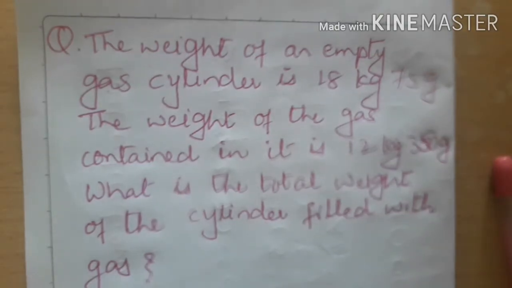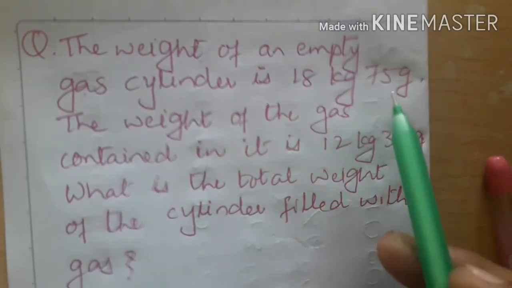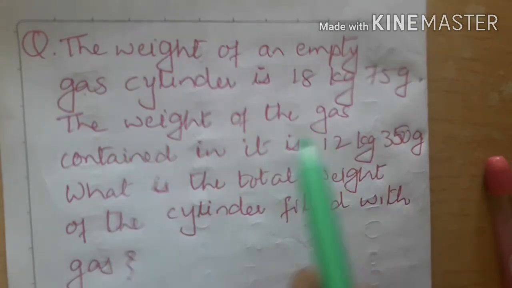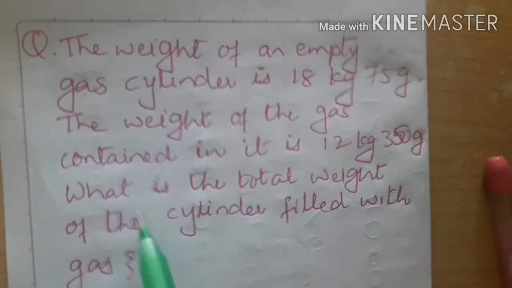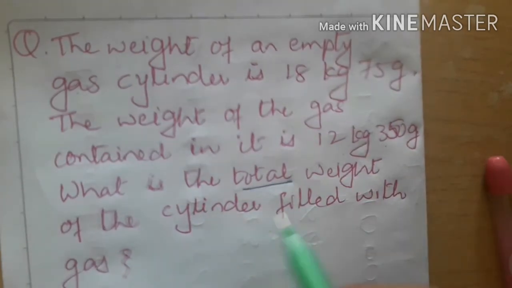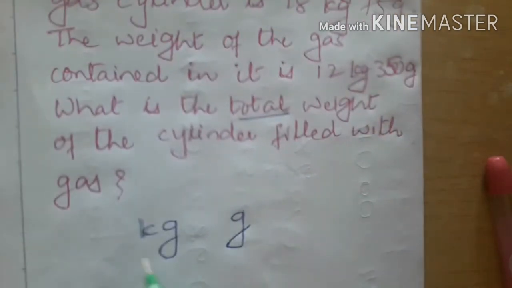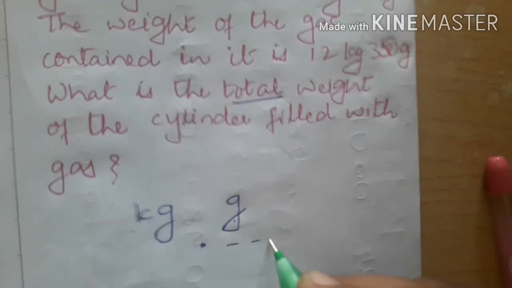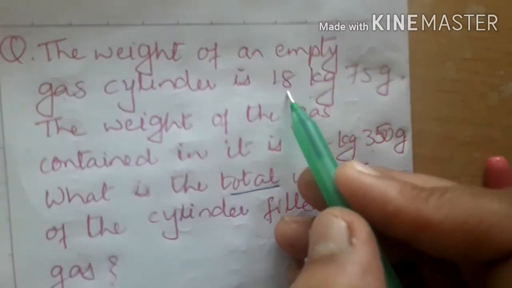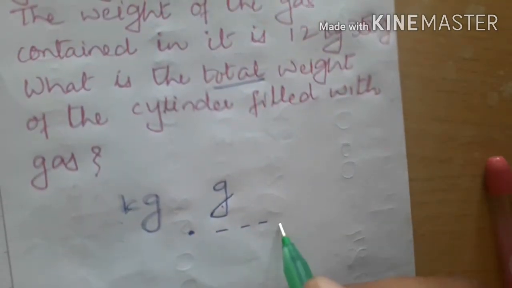Now look at one more question. The weight of an empty gas cylinder is 18 kg 75 grams. The weight of the gas contained in it is 12 kg 350 grams. What is the total weight of the cylinder filled with gas? Now I should write kilograms and grams and think of the relation between these two. 1 kilogram is 1000 grams. So after the decimal point, 3 digits. Okay. So here 18 kg, before the decimal point you have to write the bigger unit and after the decimal point the smaller unit.